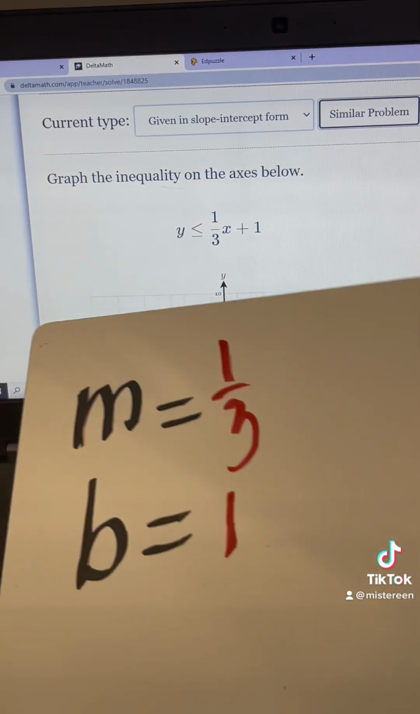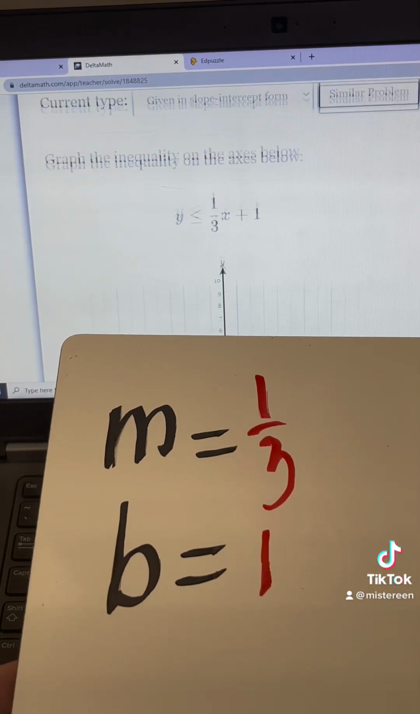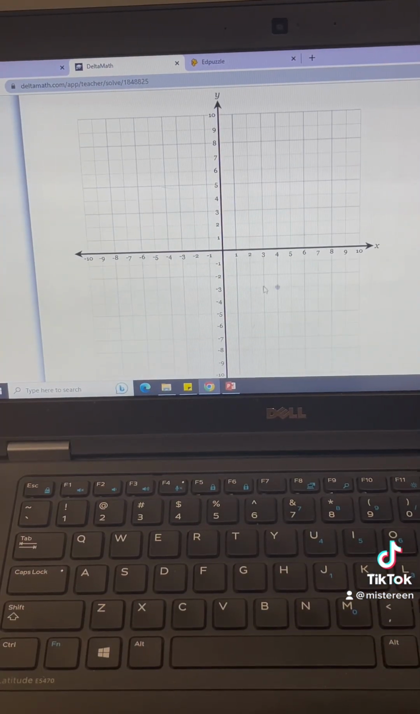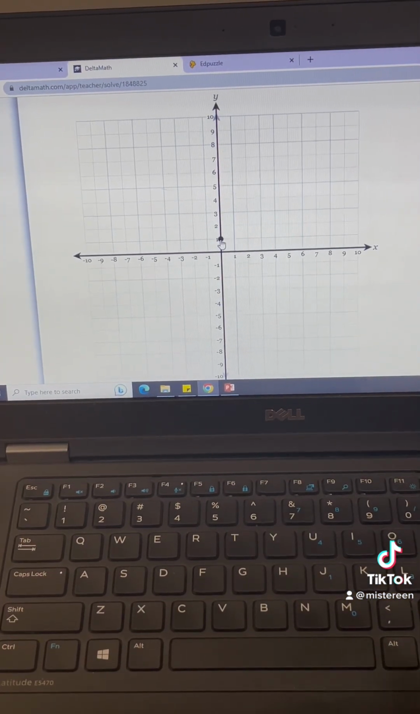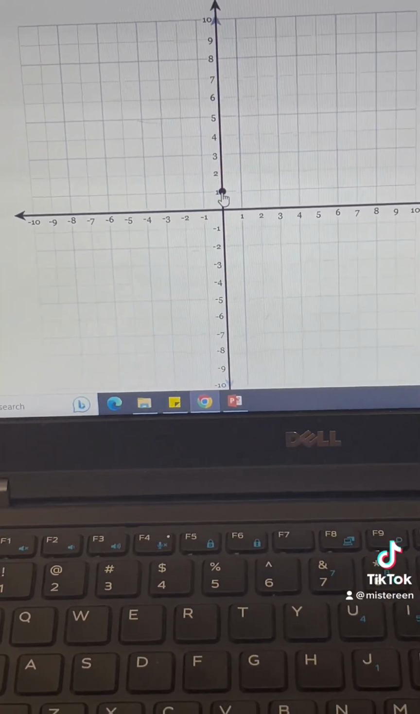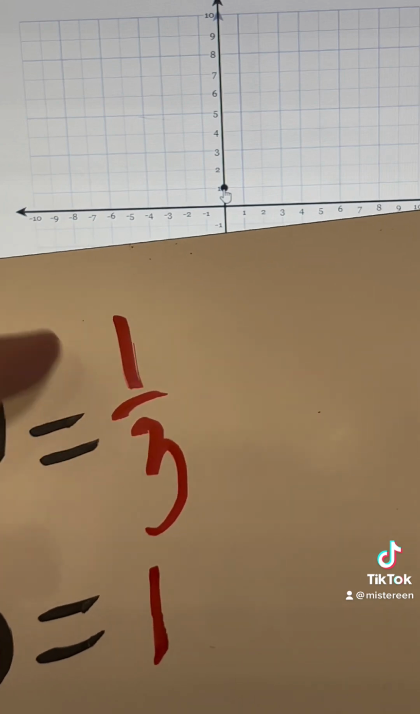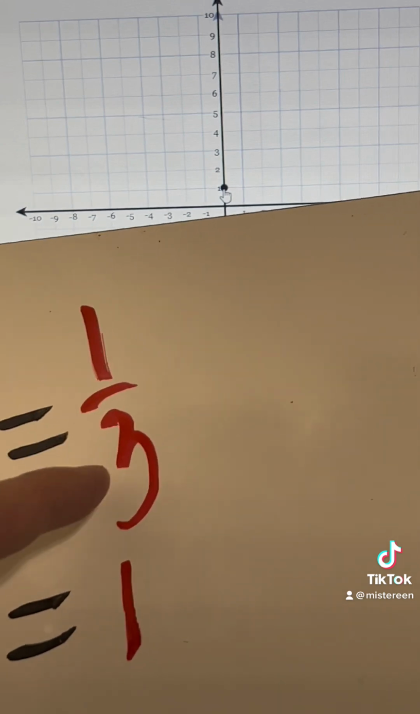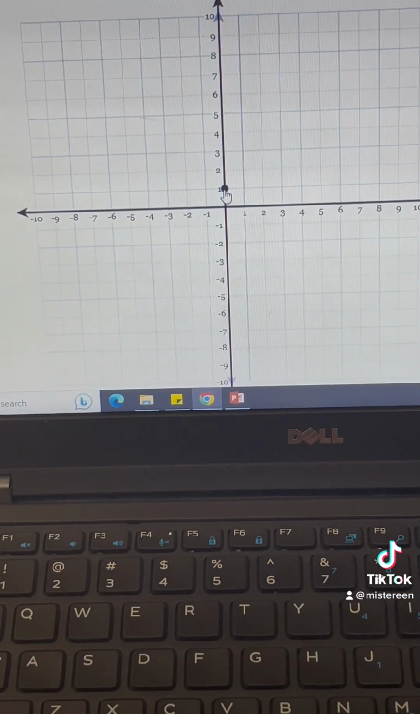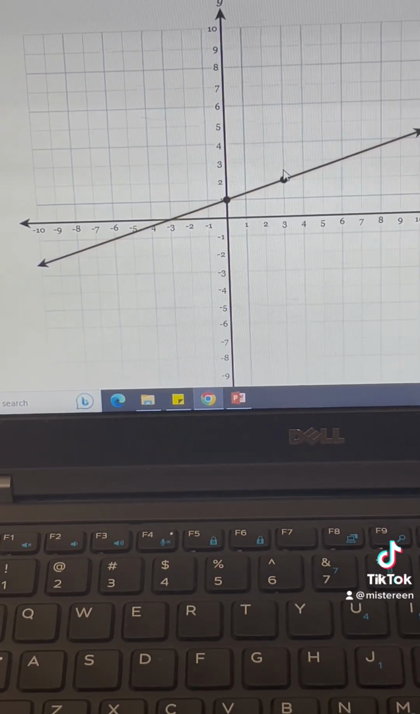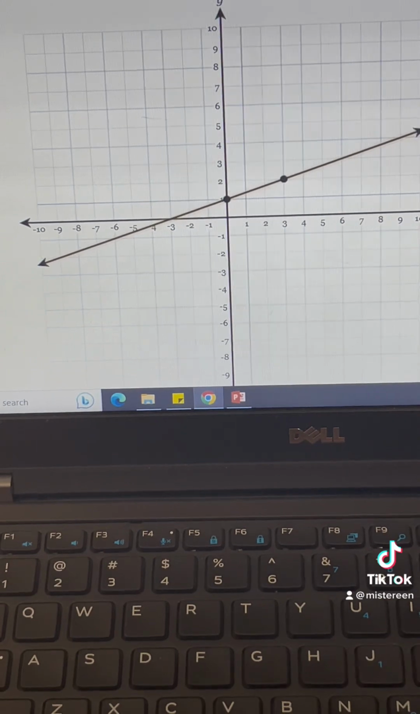First, we draw the line starting with the b. Our b is 1, so we go to the y-intercept. The y-intercept is positive 1, so we click on the y-intercept. Then from there, we use our slope to get a new point. A slope of 1/3 means 1 up and 3 right. So 1 up and 1, 2, 3 right. Now you have the line.